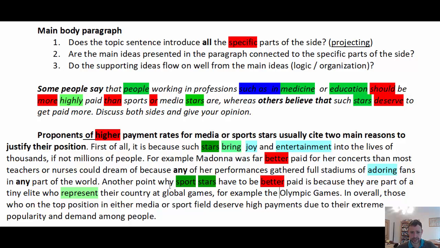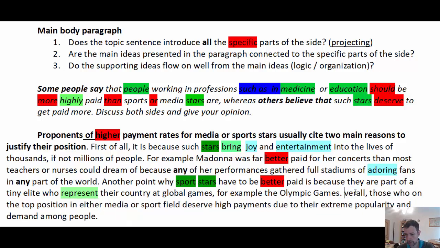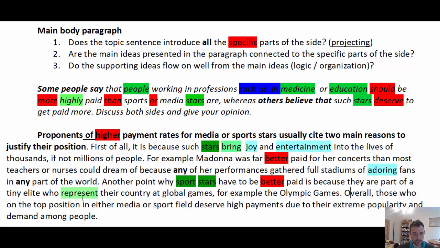Okay, so that's a little bit. Another point they have to be better paid is they are part of a tiny elite. So then the logic is, if you're part of a tiny elite who represents your country at global games, let's have a look at this last sentence. In overall, so I don't want to correct mistakes sometimes. Those who are on the top position in the media deserve high payments due to extreme popularity and demand among people. So this is a summary sentence.